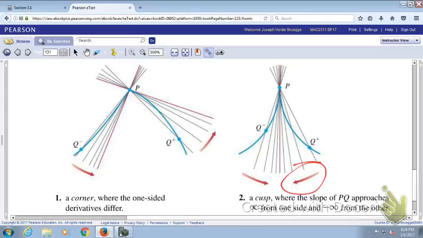Those don't match. So the limit for the difference quotient does not exist, and therefore the derivative does not exist at a cusp. So wherever the graph of your original function has a cusp, the derivative will not exist. Or we'd say your function is not differentiable at a cusp.